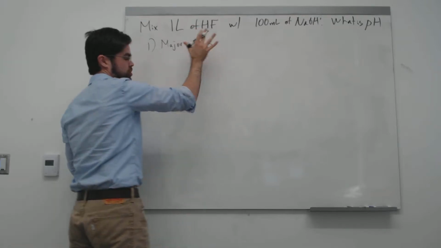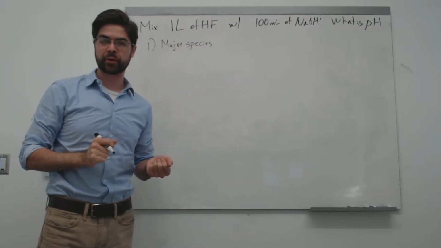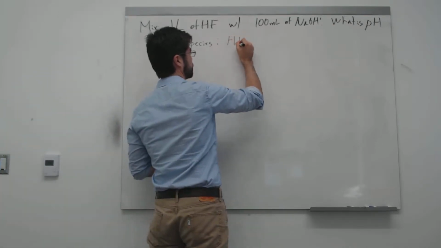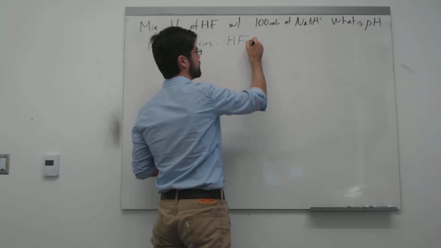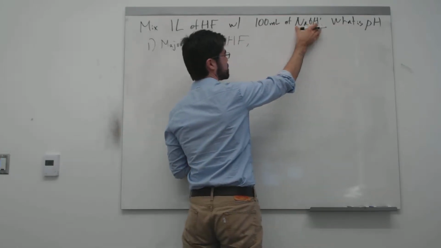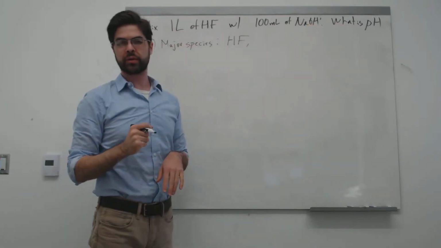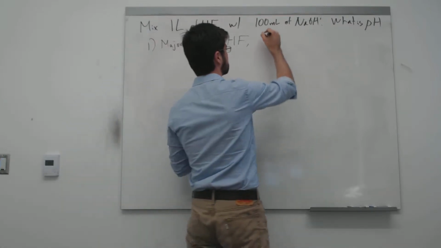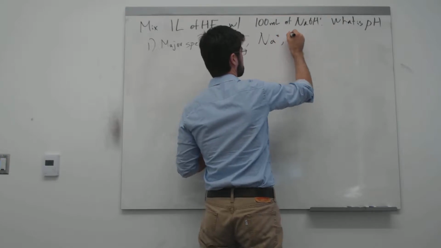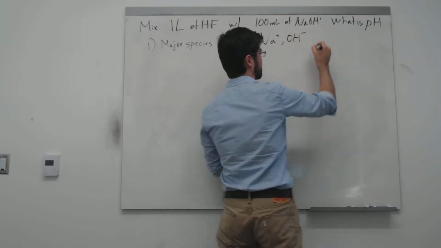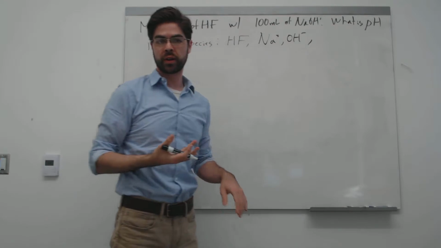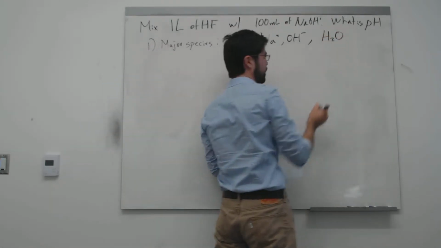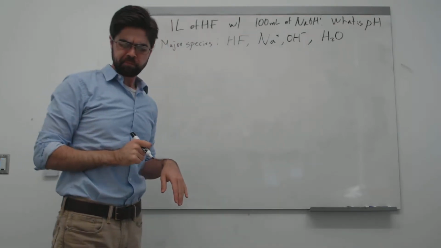Let's make sure we can describe our chemical system and know what is in it. Well, we know we'll have hydrofluoric acid that was dissolved. We know we'll have sodium hydroxide. You could also argue that since sodium hydroxide is a strong base, it immediately dissociates into sodium plus and hydroxide ions. And since this is occurring in an aqueous solution, we also have a bunch of water molecules present.